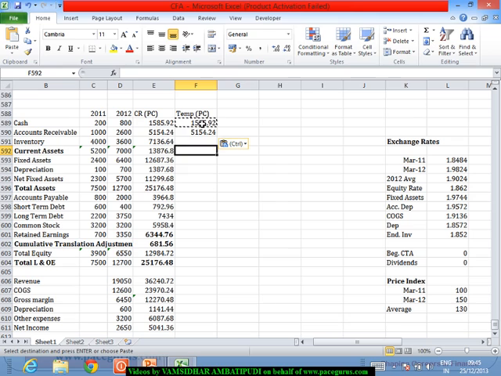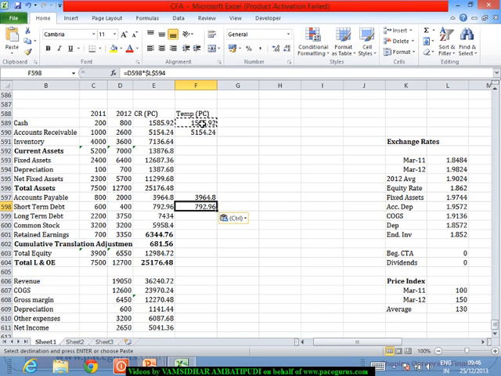So I will not consider that. Fixed assets also are treated as non-monetary. The accumulated depreciation is non-monetary, whereas accounts payable is monetary. So let me convert this accounts payable, the monetary item, by multiplying it with the current exchange rate.